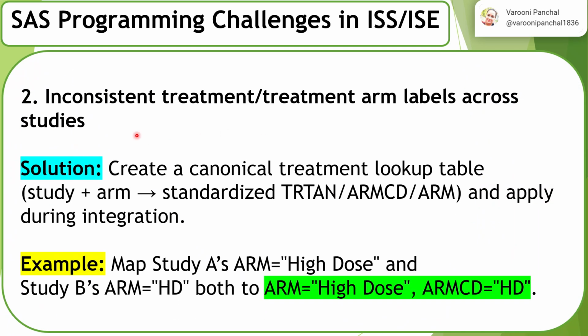Number 2, inconsistent treatment or treatment arm labels across studies. Say, for example, you have 12 different individual studies that you are combining into one ISS and ISE study. It could be possible that the treatment arms and the treatment labels are completely different. So how do you handle that?